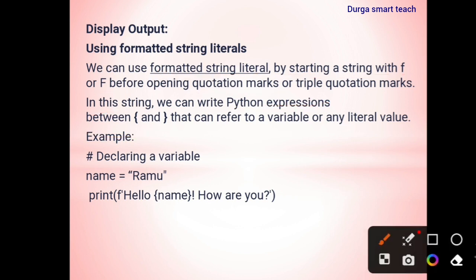Here name is equals to Ramu. Here name is a variable, Ramu is a value. If you want to print hello Ramu, how are you? I want to print hello Ramu, how are you?